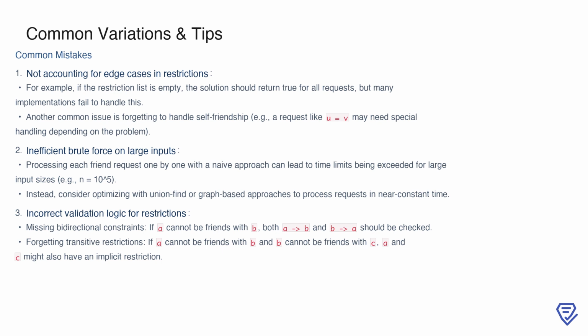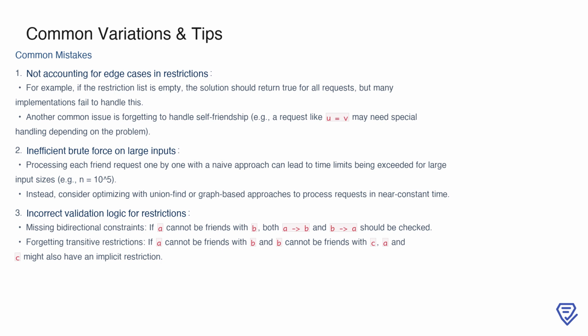First, not accounting for edge cases and restrictions is a frequent oversight. For instance, if the restriction list is empty, the solution should always return true for all requests, but it's easy to miss this and introduce unnecessary complexity. Another edge case to watch for is self-friendship, when a friend request involves the same person, such as U equals V. Depending on the problem's requirements, this may require special handling.